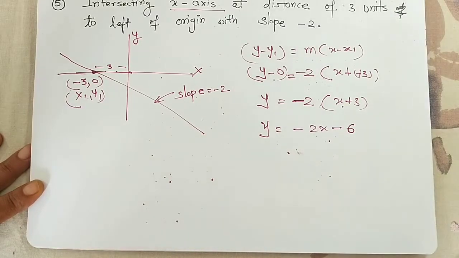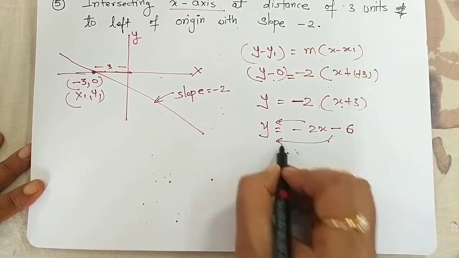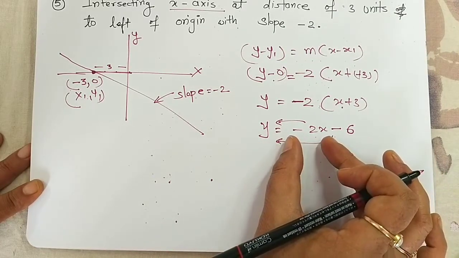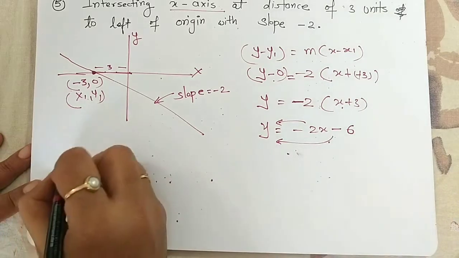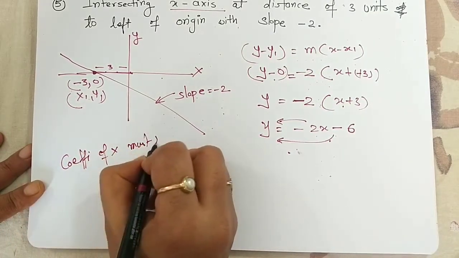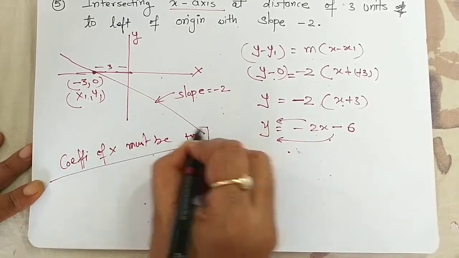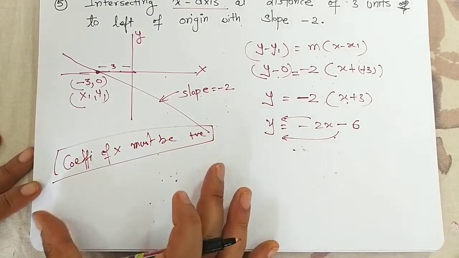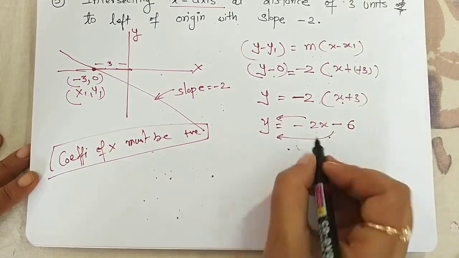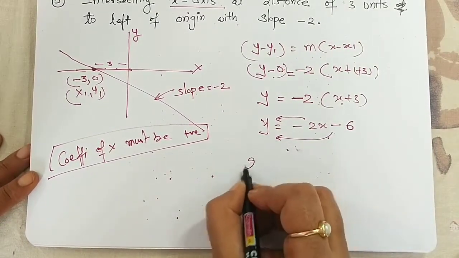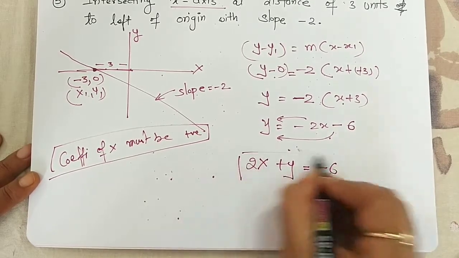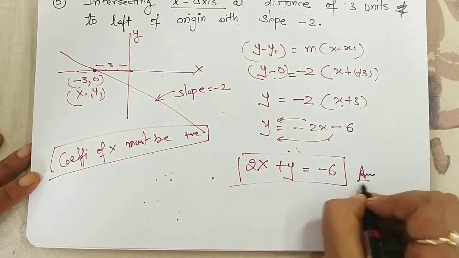Okay. So I can bring everything here because my aim is, in the final equation, guys, the coefficient of x should be positive. Remember, coefficient of x must be positive in the final equation. This is the rule we have to follow. Though it's not a hard and fast rule, it's always the standard form. So if I take 2x here, it will be 2x plus y is equal to minus 6. This is my final answer.